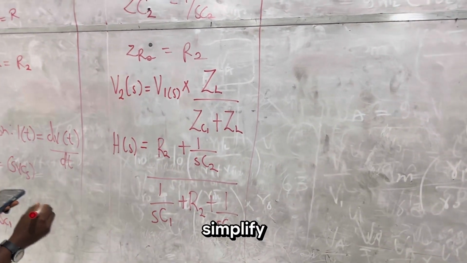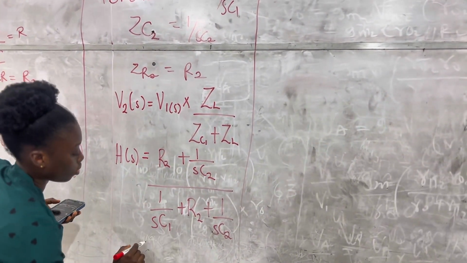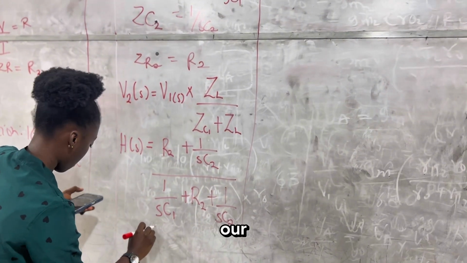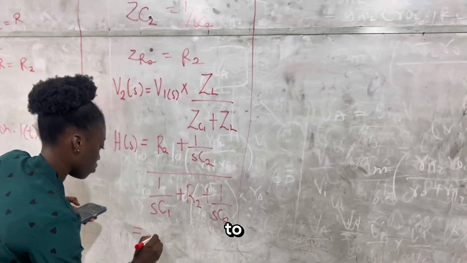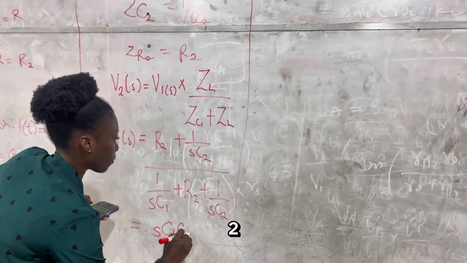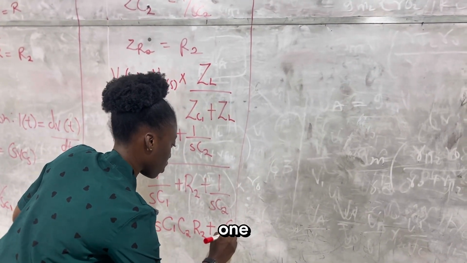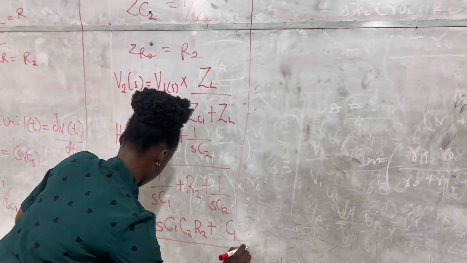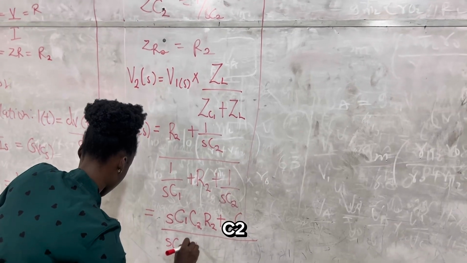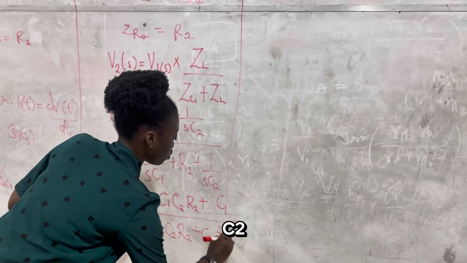To further simplify, we multiply by SC1 C2 in both the numerator and the denominator. So we have our final equation to be equal to SC1 C2 times R2 plus C1, all over SC1 C2 R2 plus C1 plus C2.